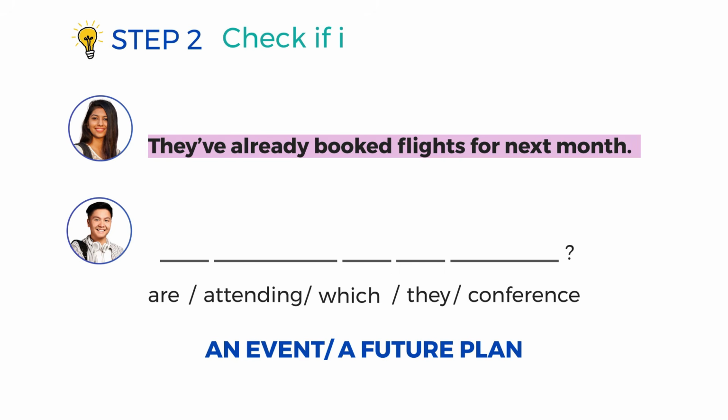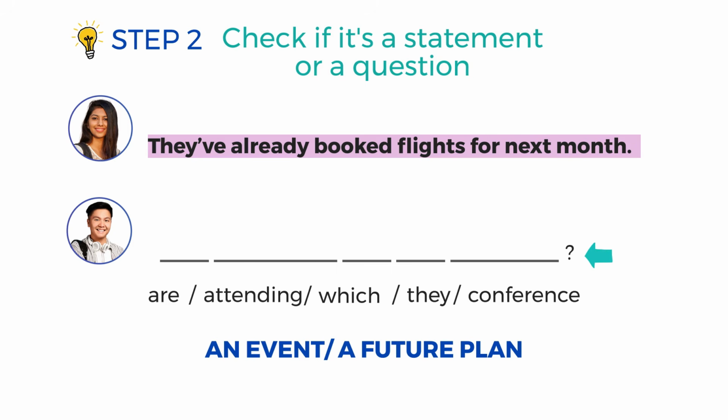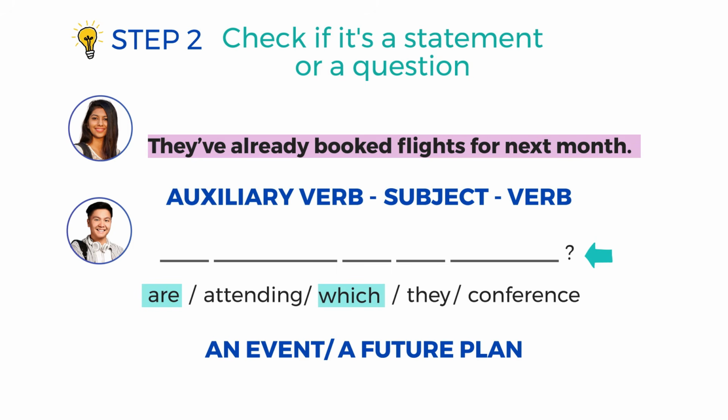Step 2. Check if it's a statement or a question. The scrambled sentence ends with a question mark. There are also two strong signals in the word bank, the WH word "which" and the auxiliary verb "are." This tells us that the subject-verb word order will change into auxiliary verb, subject, verb word order.